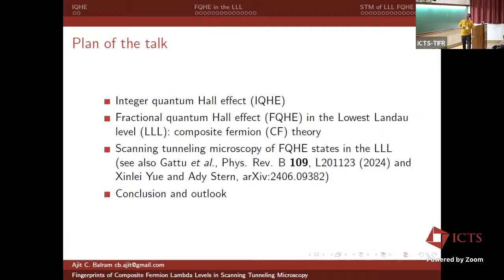So there are a couple of things that I would like to tell you right away. One is that there is a complementary paper that was written by Gattu et al. This is Maitreya Gattu, Srijit, and Jainendra Jain from Penn State. And their results are very similar to ours, so we actually did a joint posting on the arXiv. And very recently, there has been a different approach from what is called the Chern-Simons theory, where again, this STM signal has been extracted by these two people. And that I'll not be able to tell you about. And then I'll end with some conclusions and outlook.